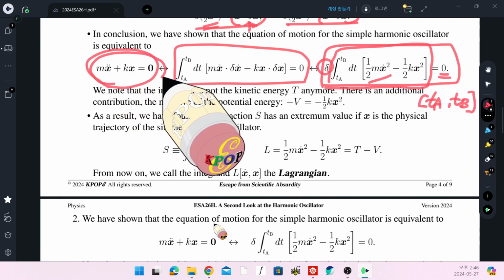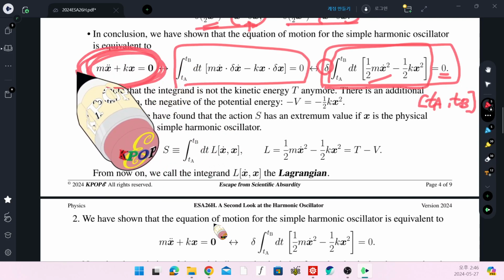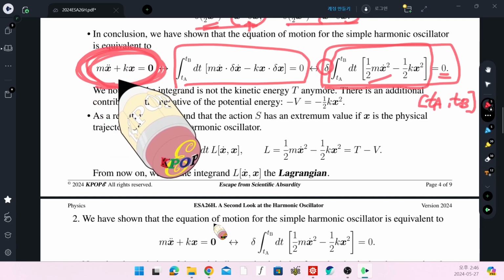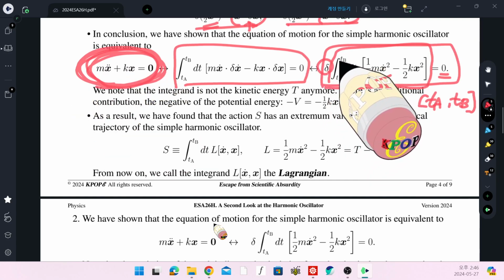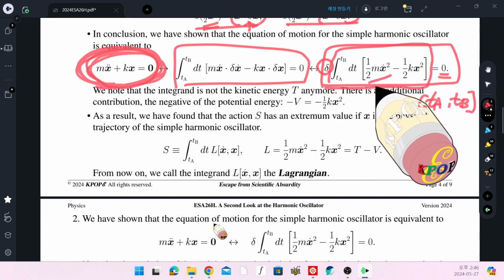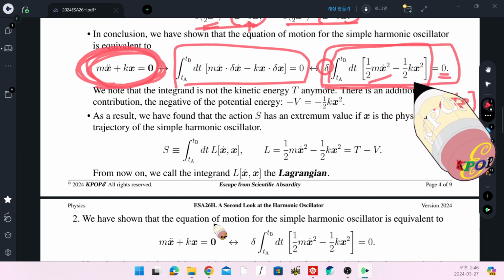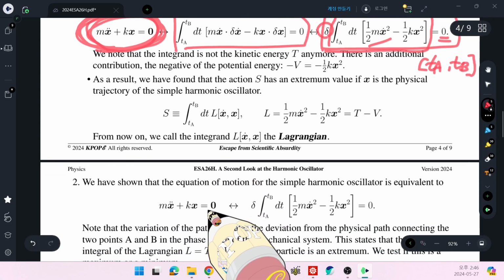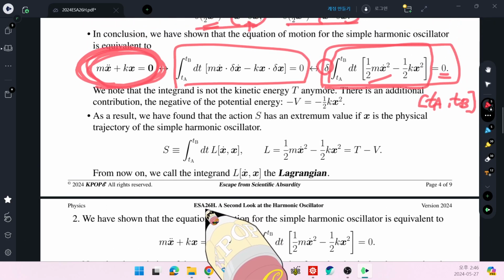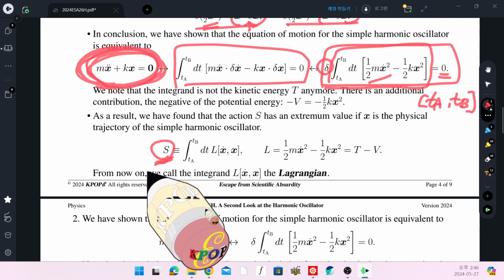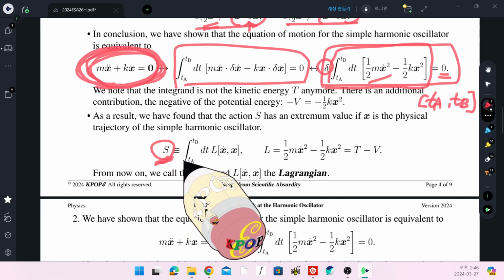So the equation of motion that can be obtained by Newton's second law is equivalent to the fact that the variation of the time integral whose integrand is kinetic energy subtracted by potential energy is 0. All right. So now we are ready to define the action. We call it action S of a mechanical system.